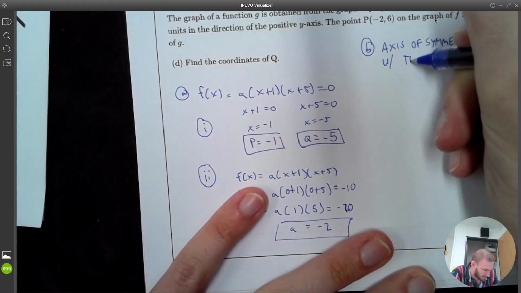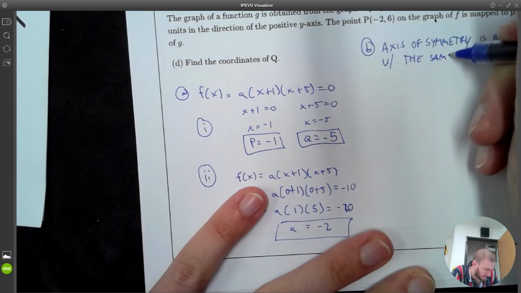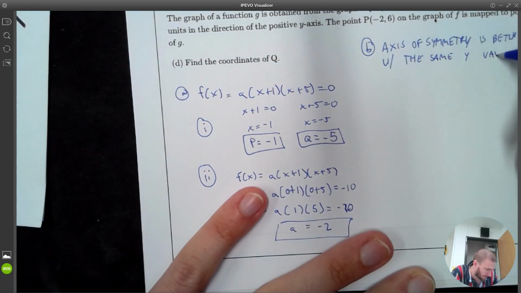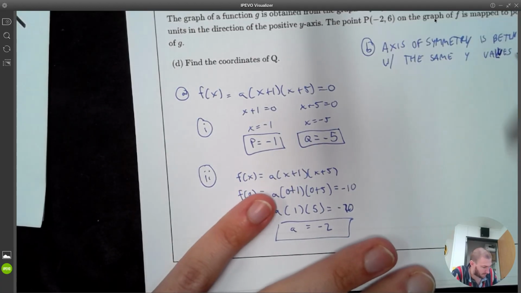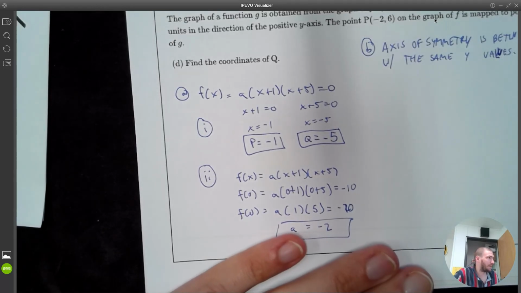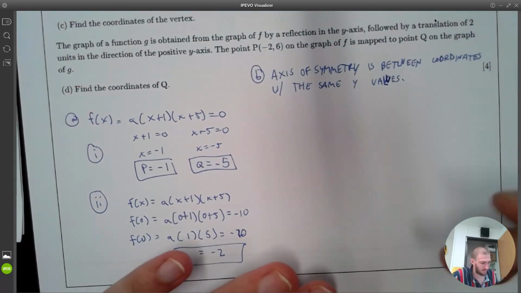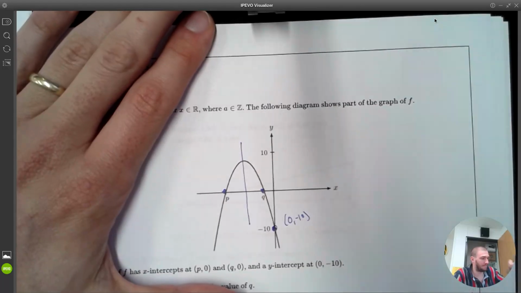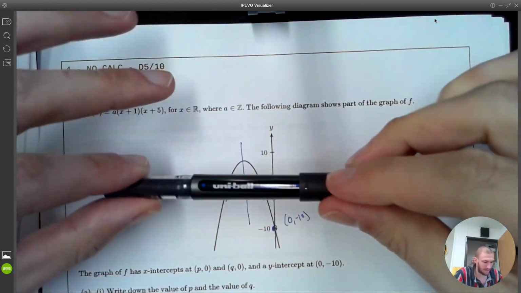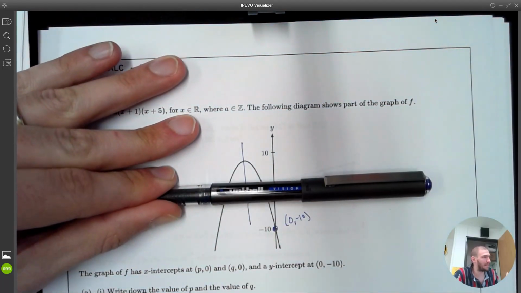coordinates with the same y values. Wow, I don't know what that word is. Y values. Now that sounds complicated, but basically if I've got 2 values and they have the same y value like this, then the axis of symmetry is in the middle.